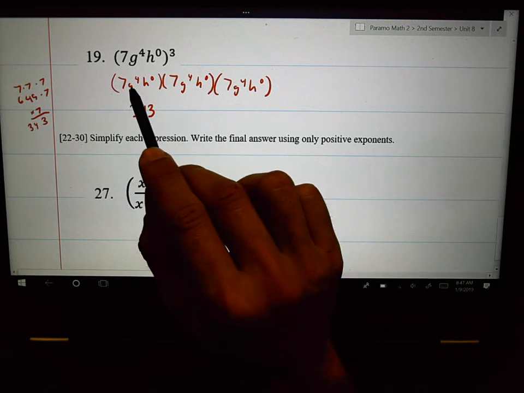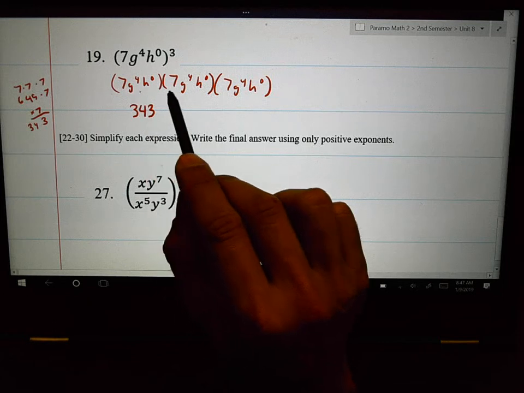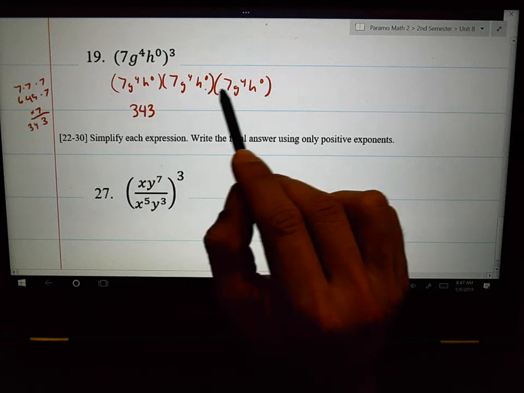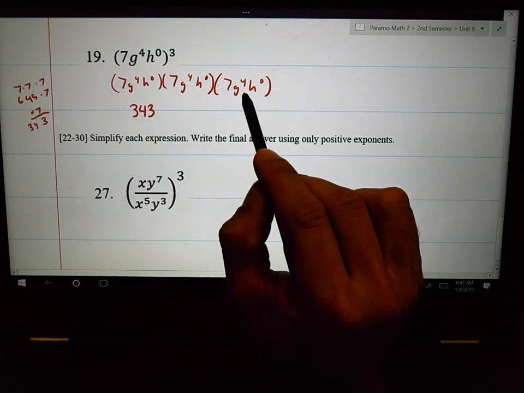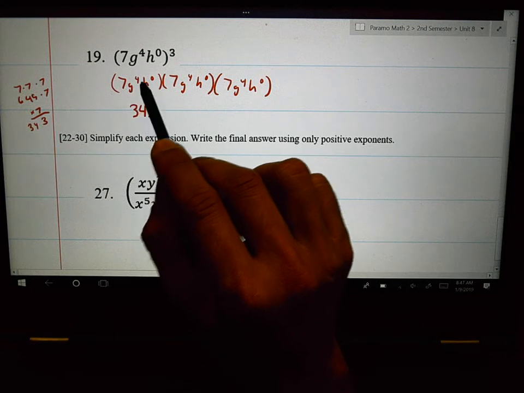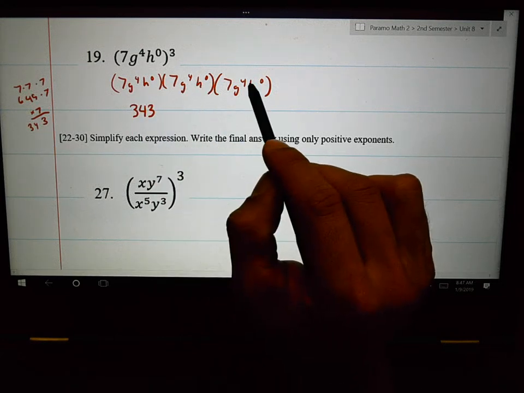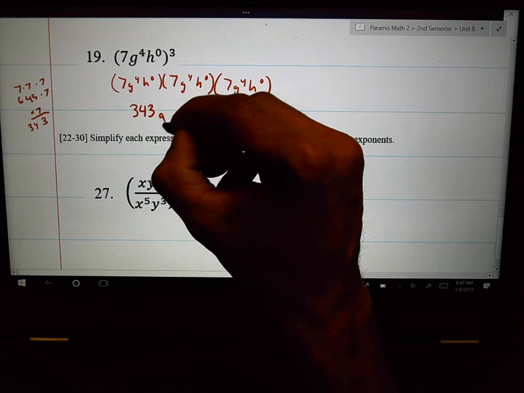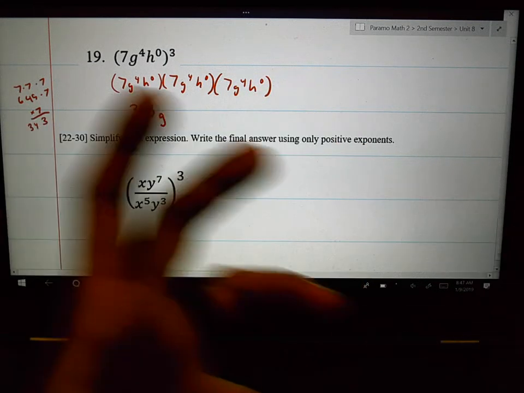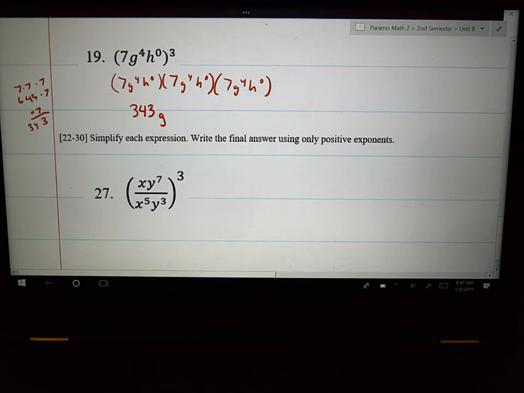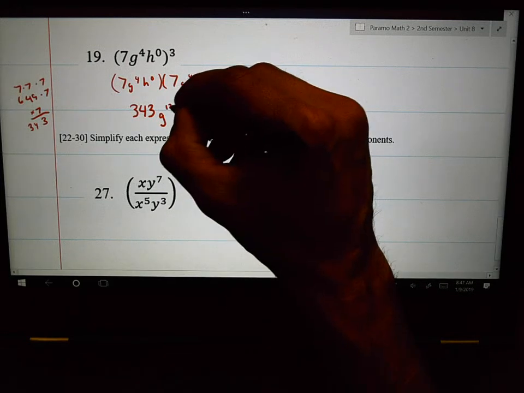I have g to the 4th times another g to the 4th times another g to the 4th. I have 4 groups of g that are multiplying, 4 factors. And now I have another 4 factors and another 4 factors. Do you know how many factors this is going to go to? If you know what the exponent is, go ahead and say it out loud. If you said 12, you're correct.